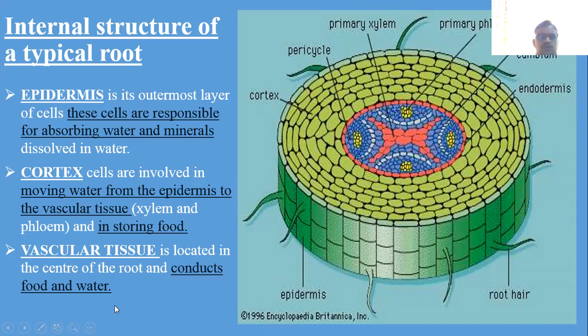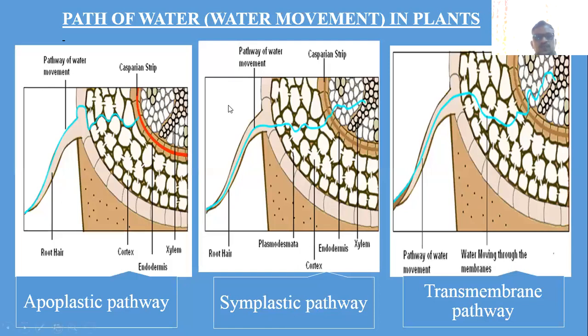Now the next important layer is the vascular tissues. These vascular tissues are the heart of the absorption of water and food material, because these cells are involved in the transport of the water absorbed by the epidermis to the upper tip region of that plant. The vascular tissue is located in the center of the root and conducts food and water. Now moving on to the next slide, the path of water, water movement in plants.